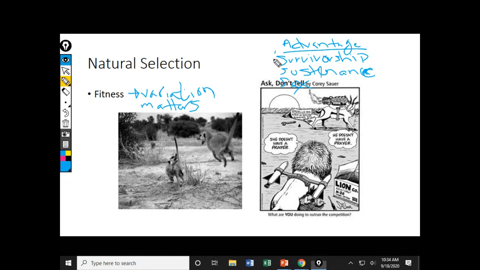All right, so my 3 S's. That sums up what fitness says. So variation has to matter and give you an advantage in one or more of those things. And you can imagine that there's some overlap there.